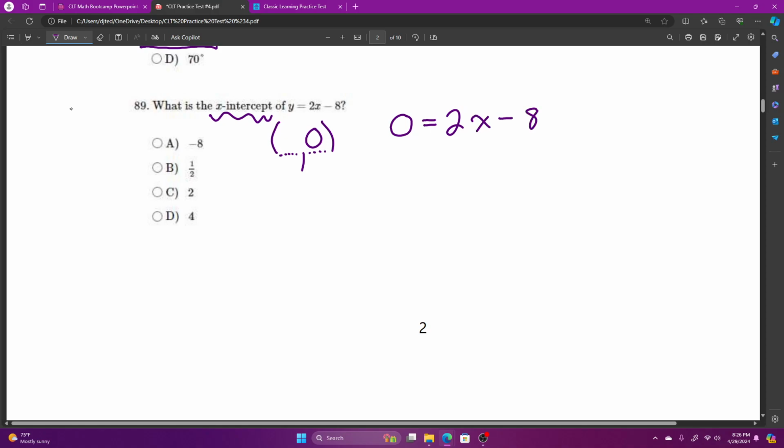Why did I do that? Why did I put 0 equals 2x minus 8? Miss Cameron's just a weirdo and decided to. I don't know, maybe.